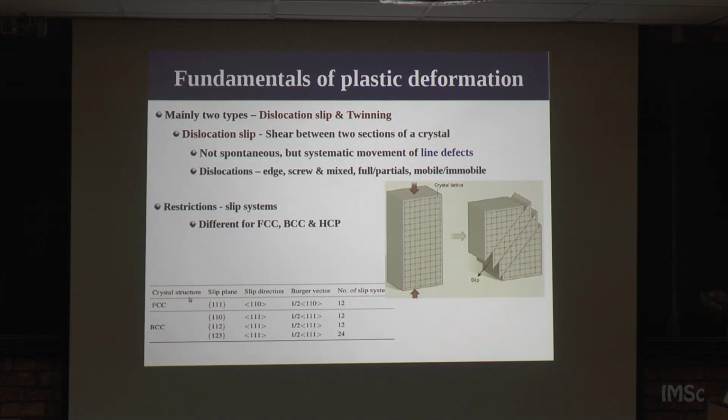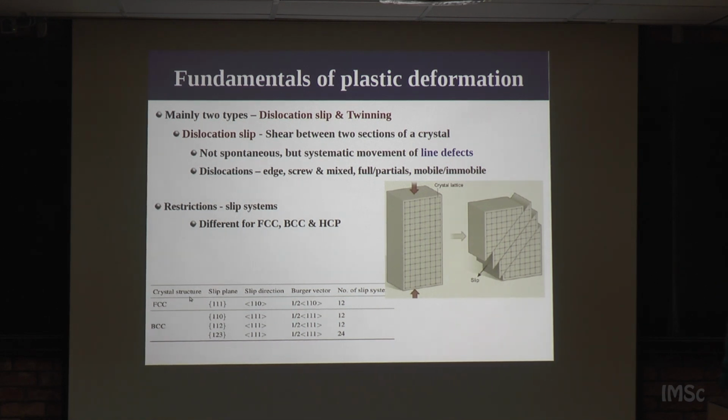We all know that in any material, particularly crystalline materials, there are mainly two types of deformation, that is by dislocation slip, and the other one is the twinning mechanism. Dislocation slip is basically a shear between two sections of a crystal. As you can see here, this is a perfect crystal. If you apply some load, it will undergo a slip, which is basically a shear between two crystallographic planes.